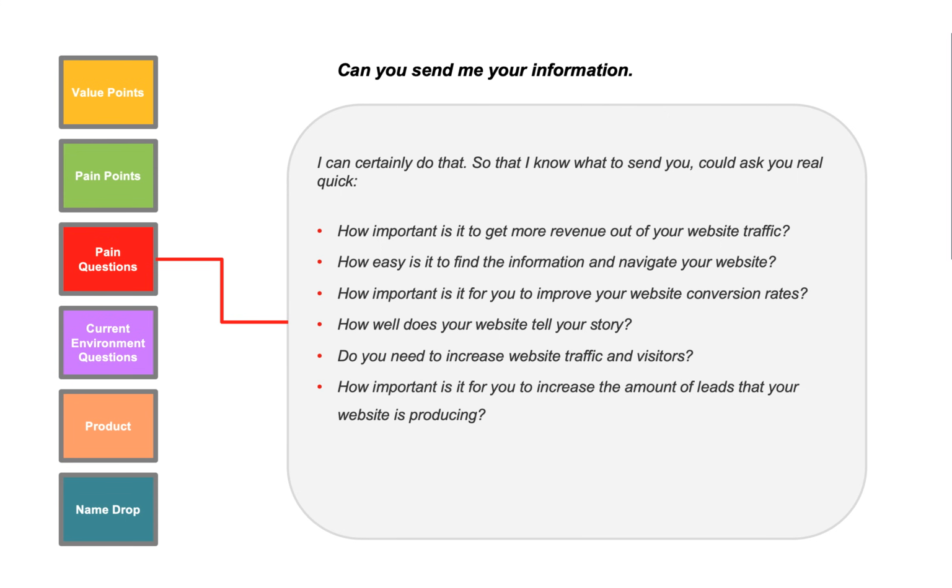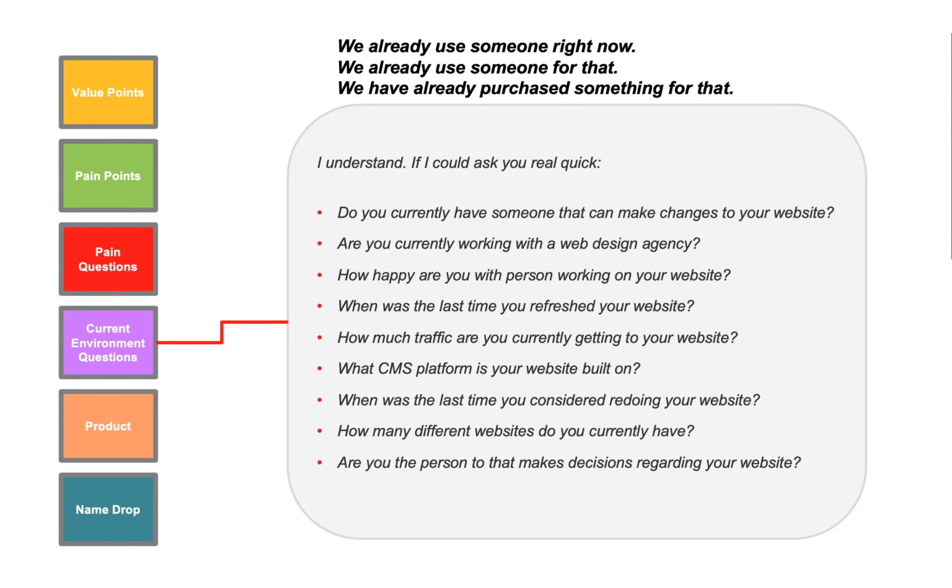So if you are not memorizing objection responses, but you're memorizing the mapping, the pain questions are two different objection responses. We already used someone today. We've already purchased something for that. Those are good. You could use your current environment building blocks questions for that. Oh, I understand. What I like to say when they say we already used someone for that. Oh, great. If I could ask you real quick, who are you guys using? How long have you been with them? How's everything going?